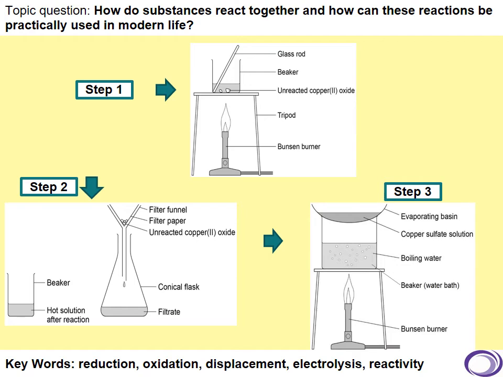So we place the copper sulfate solution in an evaporating basin above a beaker of boiling water. And at this point we are not aiming to remove all the water from the copper sulfate solution. At this point all we want to do is to concentrate the solution and remove some of the water. Once we've done that, we then take the evaporating basin with the remaining copper sulfate solution that's now more concentrated, and we leave that to evaporate at room temperature. We would then be left with copper sulfate crystals.